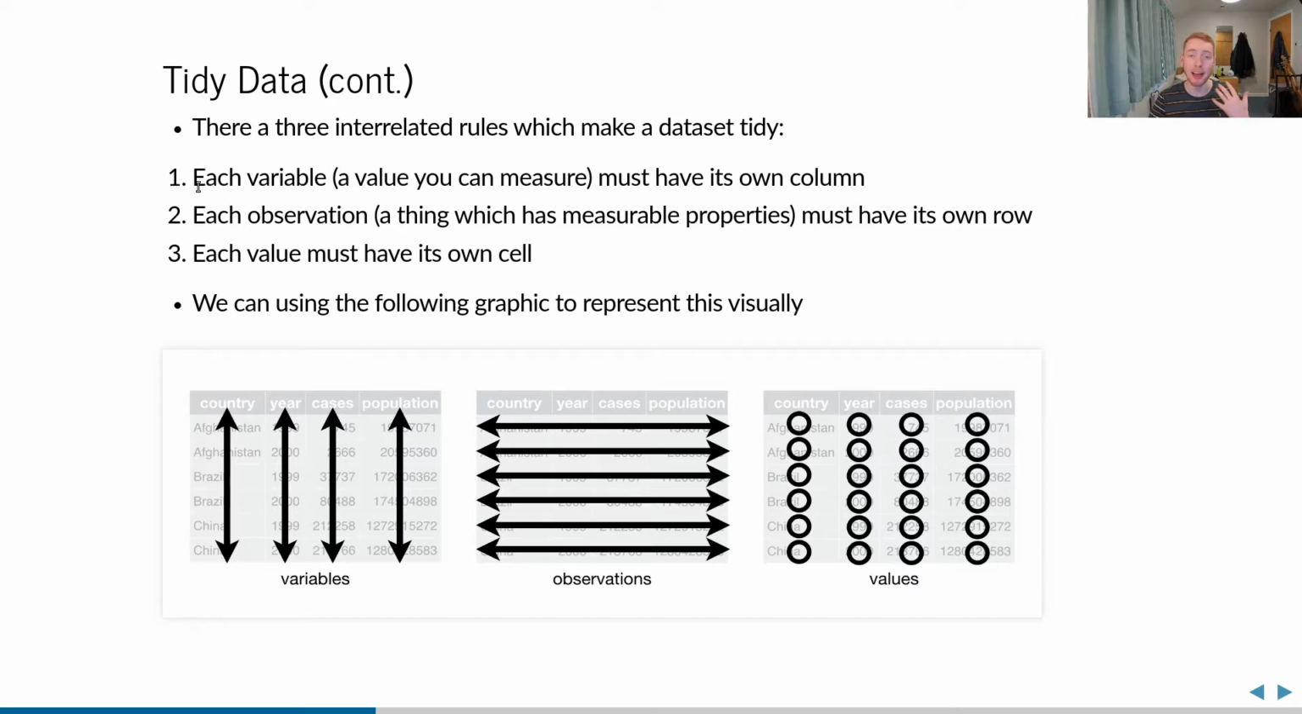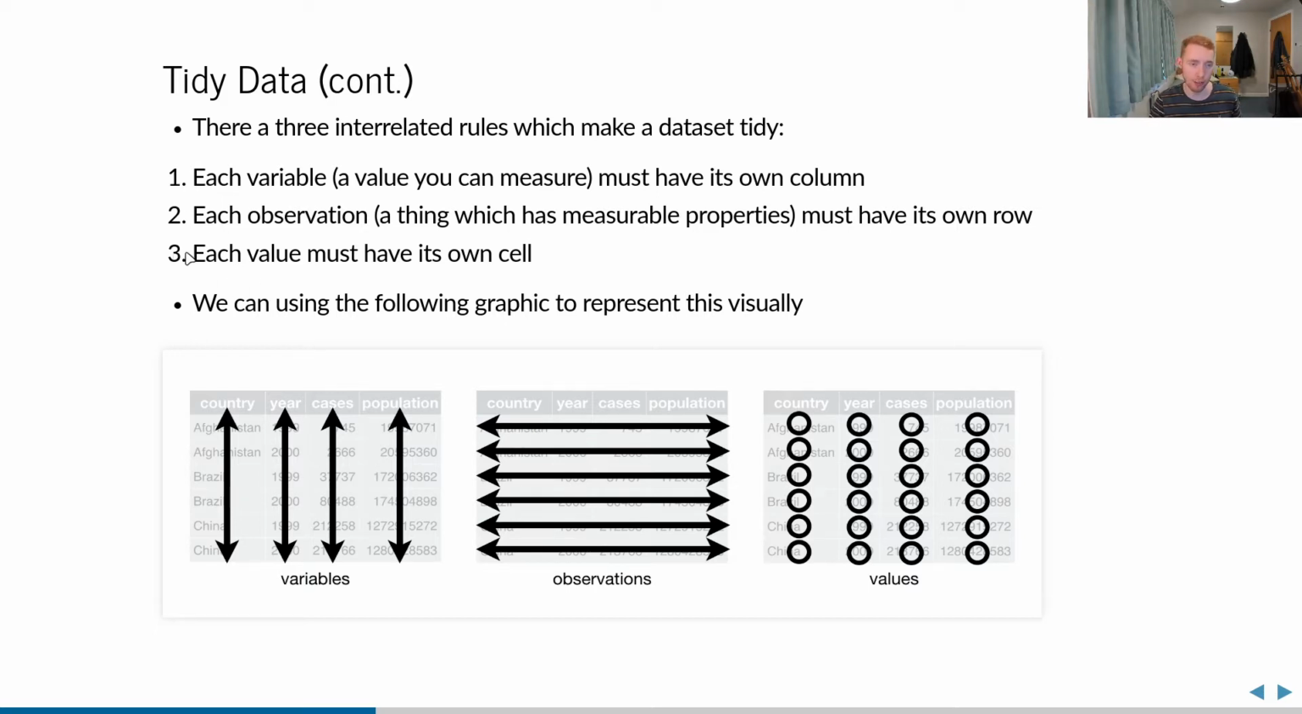And then a variable is any measurable property. So if we have a country at a certain year, well, the name of the country, that's something we can measure. I mean, we're not directly measuring it. It's something that could technically be measured. What year it is that we're looking at. And then things that are actually physically measurable, so the number of cases and the population. Those are the measurable properties of a certain observation.